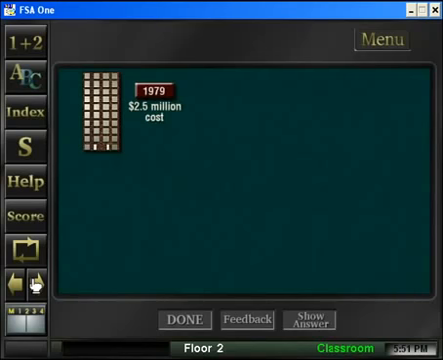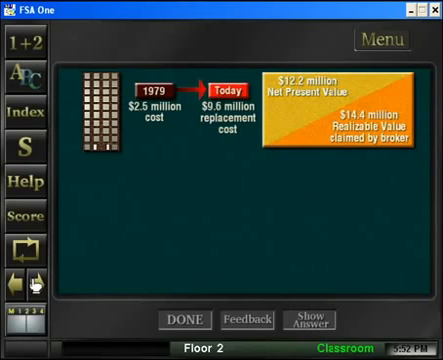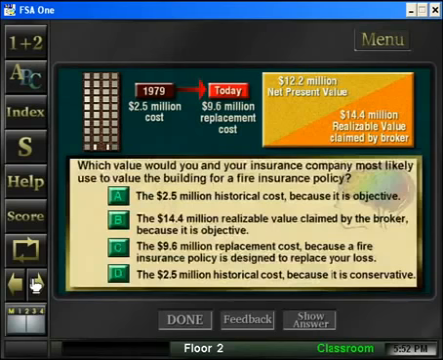A company purchased an apartment building complex for investment purposes in 1979. The cost in 1979 was $2.5 million. If the company were to rebuild the complex today, the replacement cost would be $9.6 million. Based upon estimates of future rental receipts less operating expenses, the building has a net present value of $12.2 million. However, a realtor claims that she could sell the building for $14.4 million. Question: which value would you and your insurance company most likely use for a fire insurance policy?